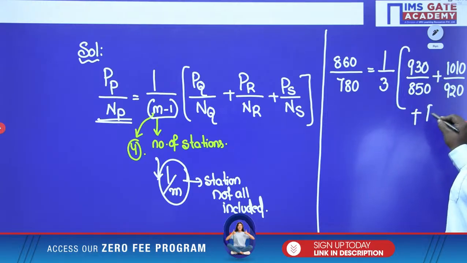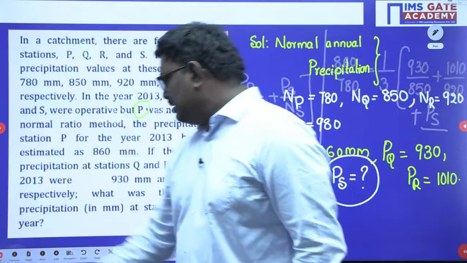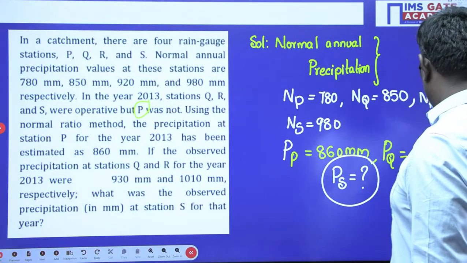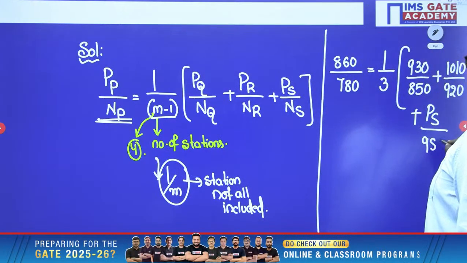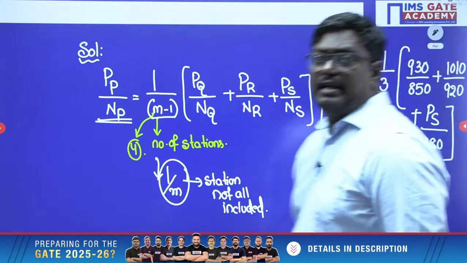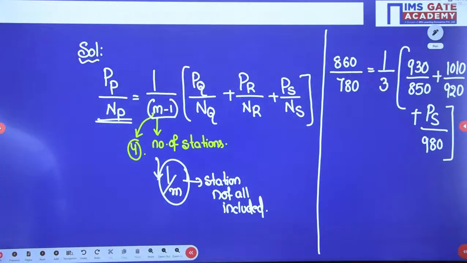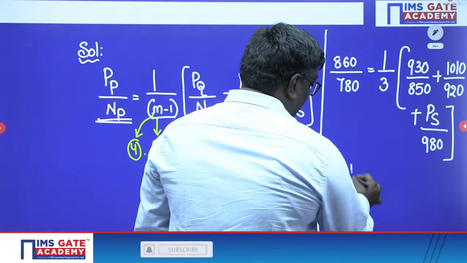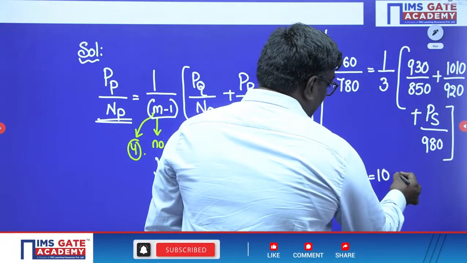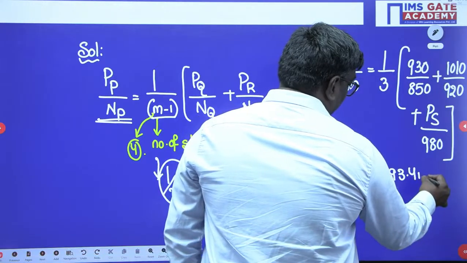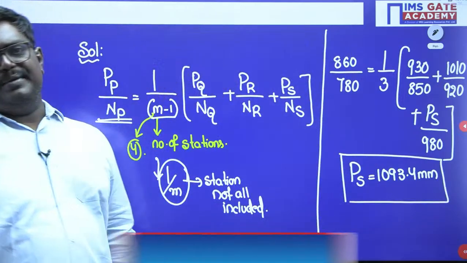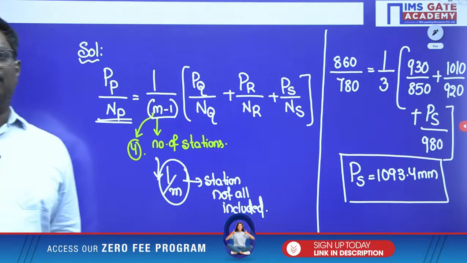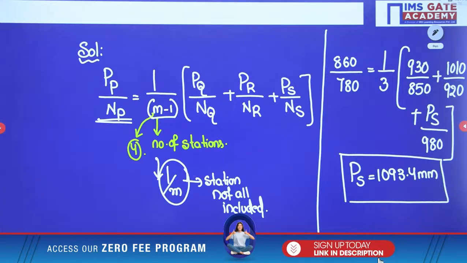Precipitation of PS we have to find out. PS upon NS. What is NS, sir? NS is 980. Upon 980. So, if you solve this, can anyone tell me what will be the value, sir? I will give you 1 minute of time. Can anyone tell me what is the value of precipitation of S? If you solve this, you will get a precipitation value as 1093.4 mm. The precipitation of S which you have calculated will be equal to 1093.4. So, please try to write down that, students.